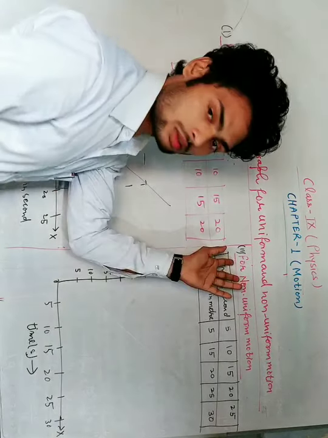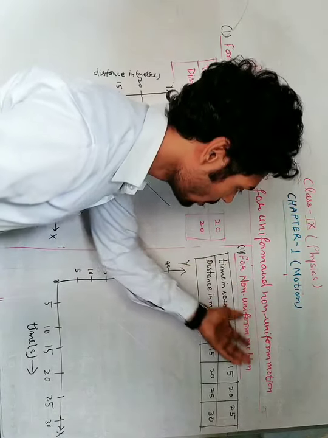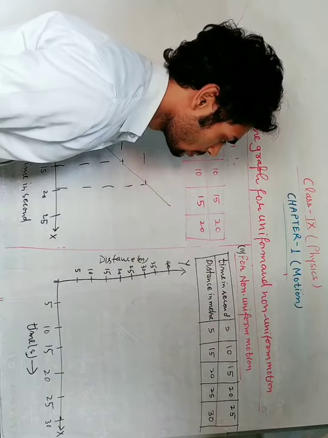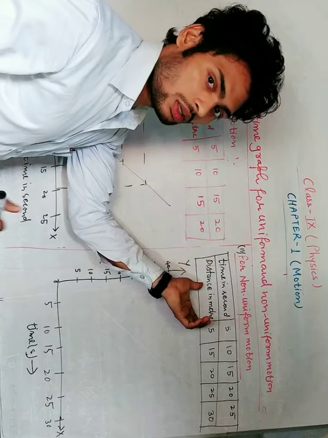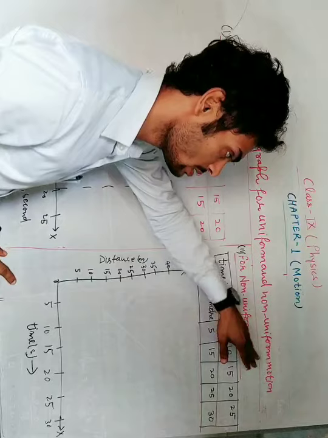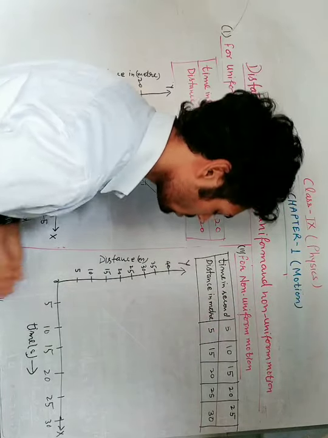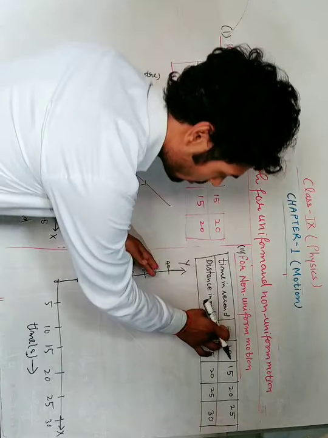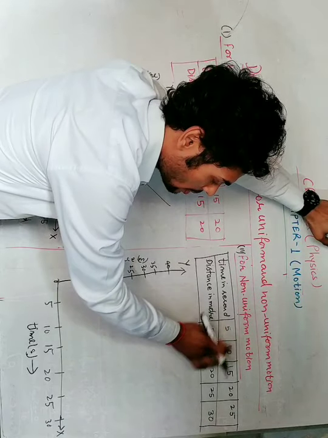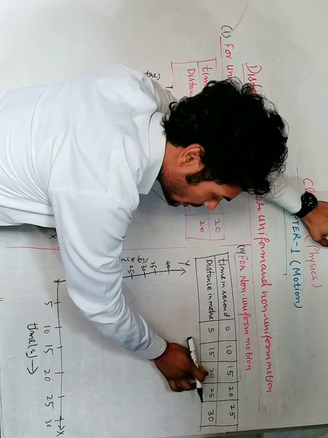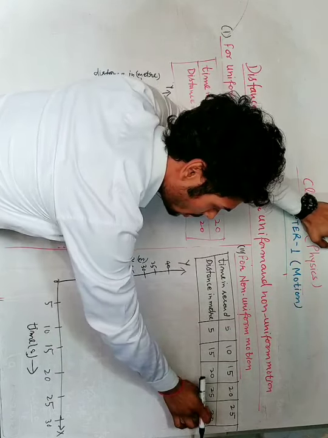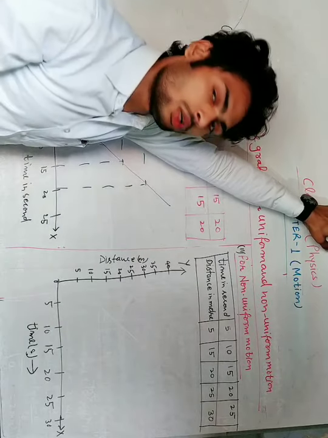And next, non-uniform motion. If any object travels the same distance in unequal intervals of time, or unequal distances in the same interval of time, then it is called non-uniform motion. So let's draw. Here a table is given: distance equals 5 meters in 5 seconds, 15 meters in 10 seconds, 20 meters in 15 seconds, 25 meters in 20 seconds, and 30 meters in 25 seconds.